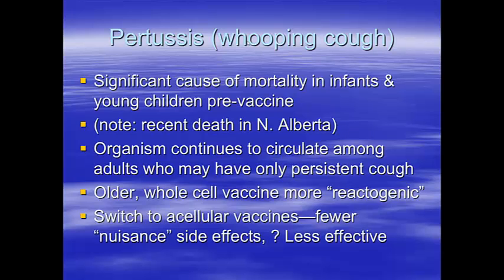There are different generations of this vaccine. The old one was a whole cell killed vaccine with all kinds of antigens that the bacteria has, and it produced a lot of side effects: prolonged crying and fever and febrile seizures, which means seizures that are associated with fever. So it was more reactogenic and caused a lot of side effects.